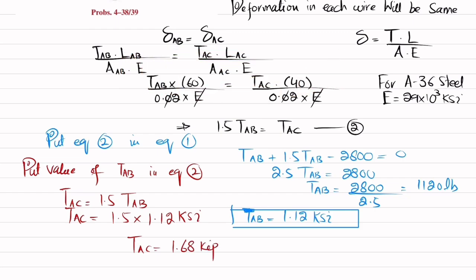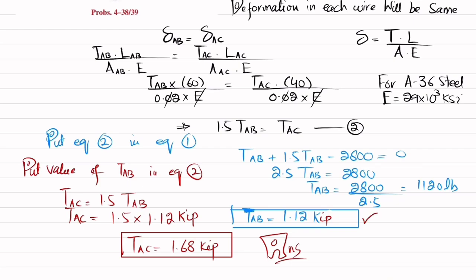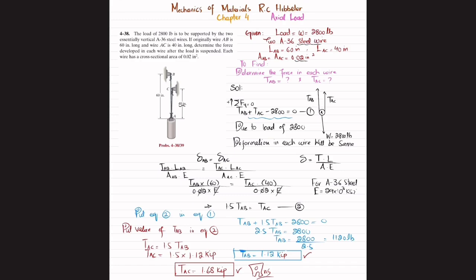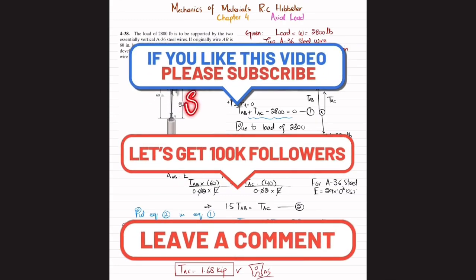And you will get TAC is equal to 1.68 kips. Sorry, the unit is kips, not KSI, because KSI is the unit of stress. Kips mean kilo pound, so here we will also correct it. So these are the answers of this question, where the force developed in wire AB is 1.12 kips and in wire AC is 1.68 kips. And that was all about this problem 4-38.